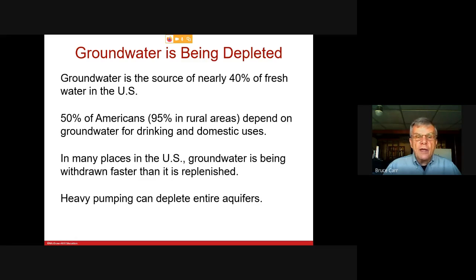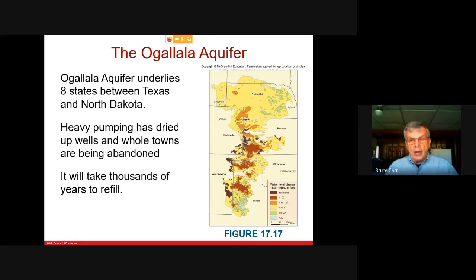40% of the fresh water in the U.S. is groundwater. 50% of Americans depend on this groundwater for drinking and domestic use. The depletion of groundwater depends on how much water is there under the surface, what the porous rock layers are, and how much they can hold. Is that water moving? Is it an underground river? Or is it essentially an underground lake that is very little affected by the rainfall up above? And that brings this example to bear.